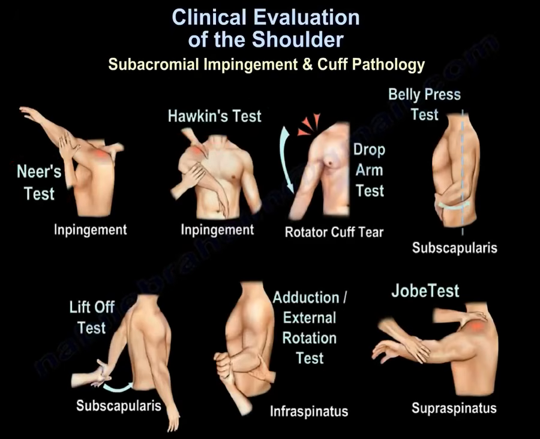There are multiple tests: the Neal's test and Hawkins test for impingement, the drop arm test for rotator cuff tear, the belly press test and lift-off test for the subscapularis tendon weakness and rupture, the adduction external rotation test for the infraspinatus muscle, and the Job's test for the supraspinatus muscle.